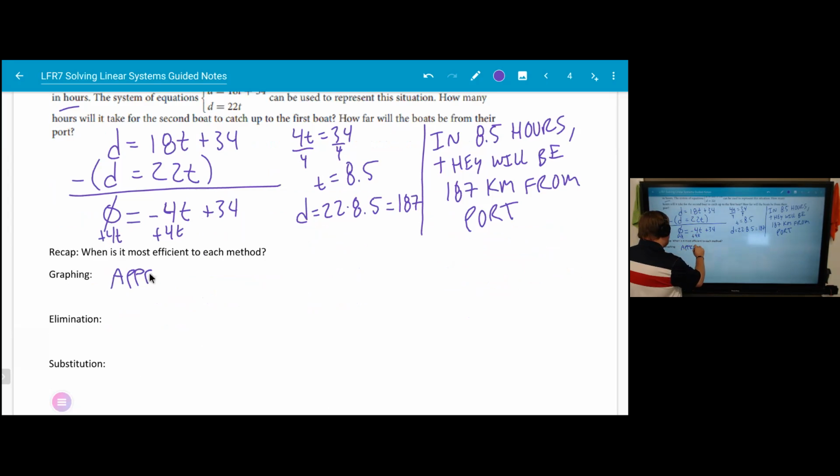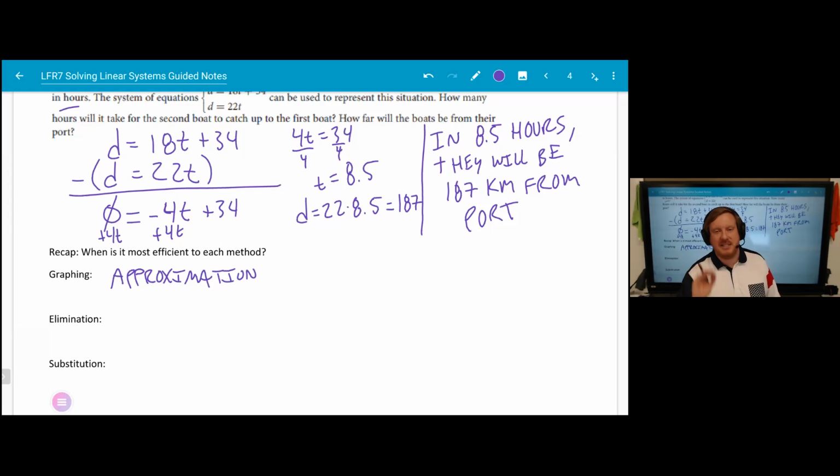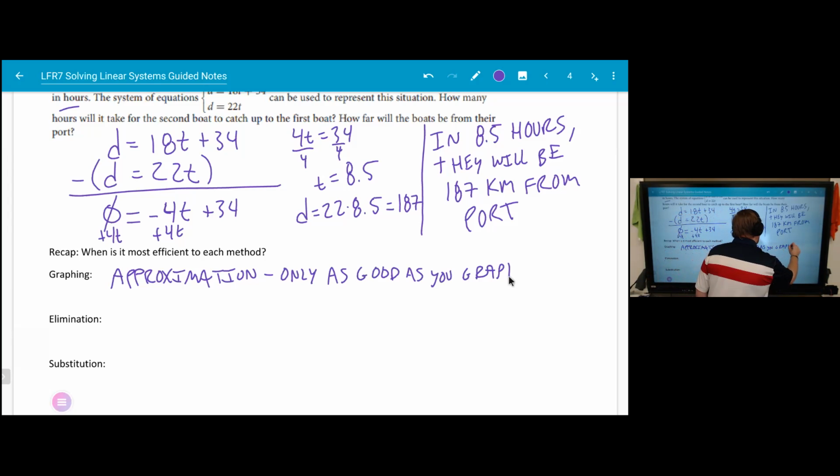Approximation. Because especially if the answer is not a whole number, it's going to be really tough to figure out exactly what it was. So only as good as your graph. And if you've seen my lines, which I think you have at this point, I'd be pretty bad at that. If I had paper, I would definitely use a ruler. But still, if I've got partials, fractions, I'm not going to be able to figure out the fractions.